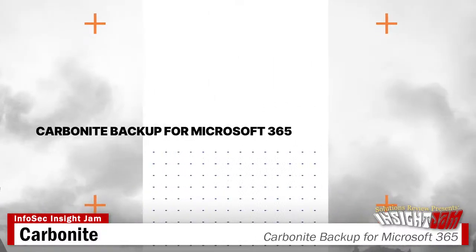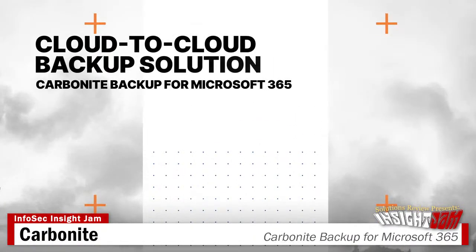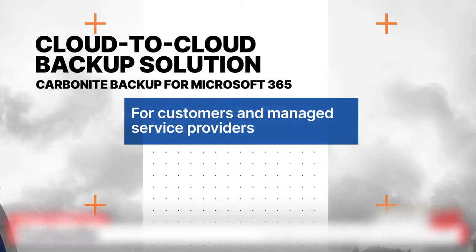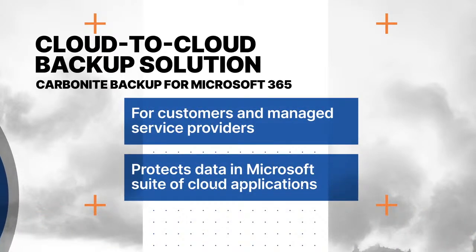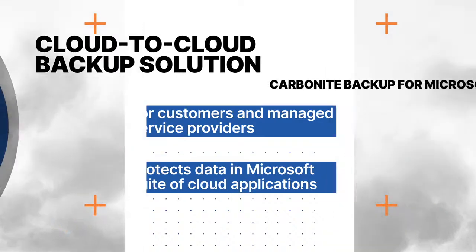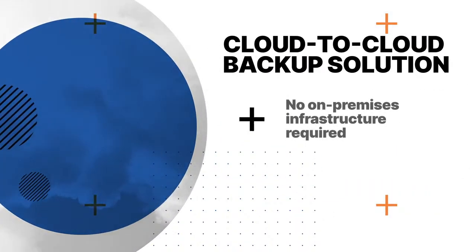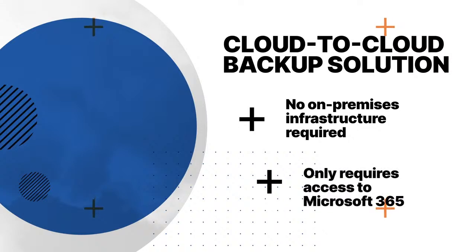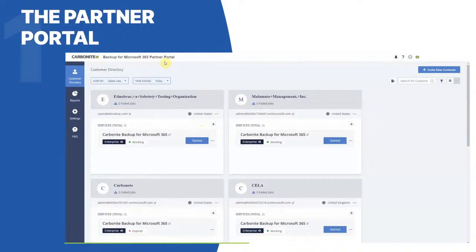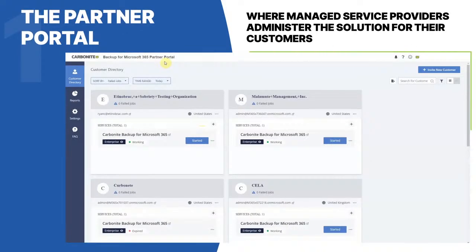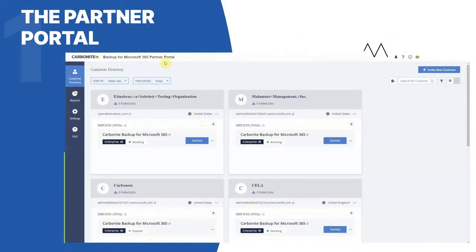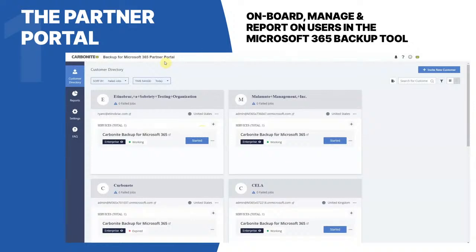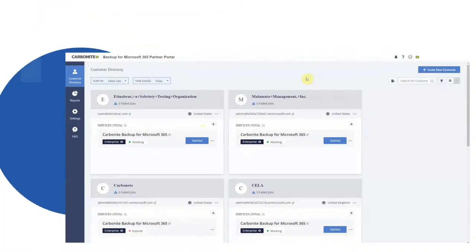Carbonite Backup for Microsoft 365 is a cloud-to-cloud backup solution for customers and managed service providers. It protects data in Microsoft's suite of cloud applications. Since this is a cloud-to-cloud solution, there's no on-premises infrastructure required, and it has no dependencies beyond access to the Microsoft 365 environment. Here you can see the Partner Portal, which is where managed service providers administer the solution for their customers. From the portal, you can easily onboard, manage, and report on users in the Microsoft 365 Backup tool.